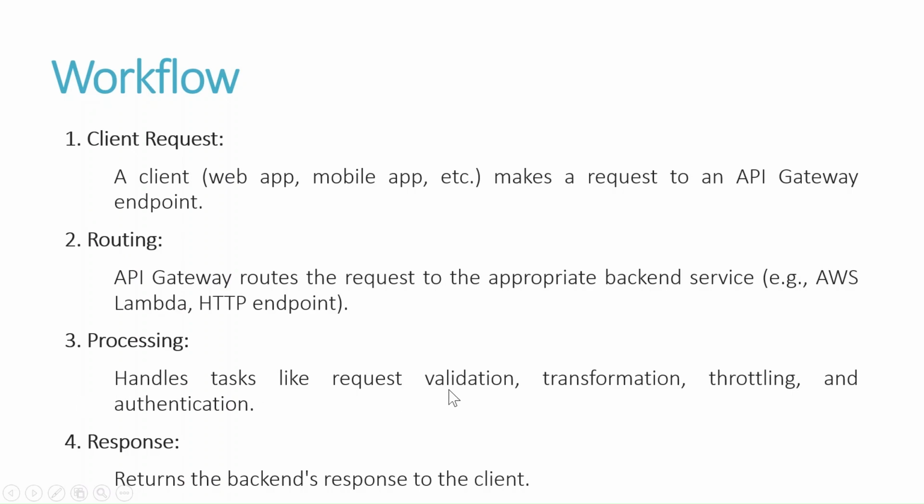And the third stage is processing. It handles tasks like request validation, transformation, throttling, and authentication. So API Gateway takes care of several tasks before sending the request to the backend, such as validation, transformation, throttling, authentication, like that. So validation ensures the request has the required information, like proper formatting or needed credentials. Transformation means modifying the request if necessary, for example, changing the format.